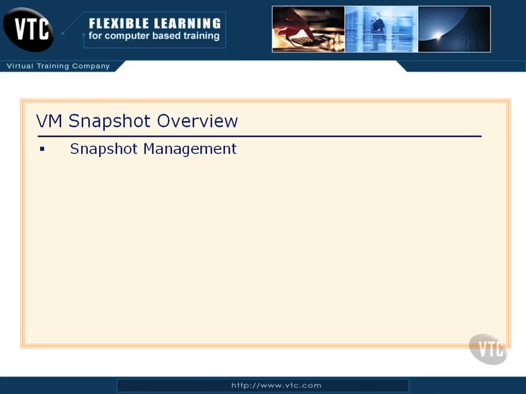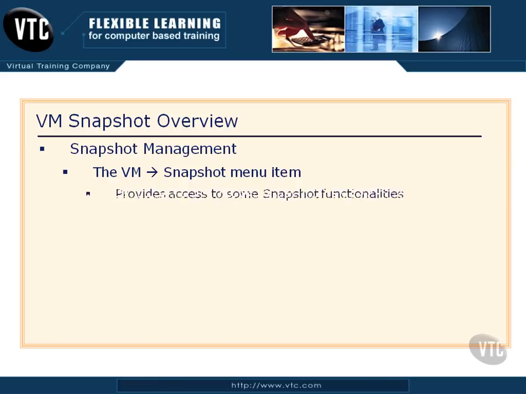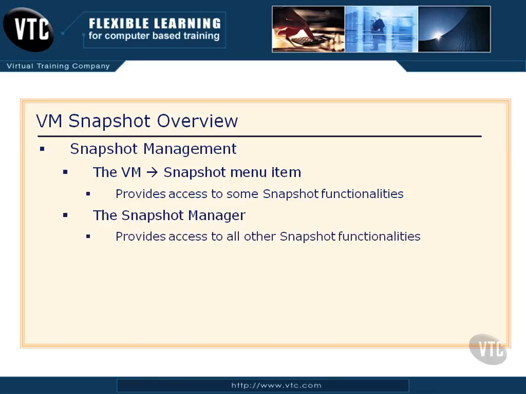So let's talk about snapshot management. The way we work with snapshots is we use the snapshot tool. This is on the VMware menu, and there's a snapshot item under the virtual machine portion of the menu, and this will show us the snapshot manager. It provides access to some of the snapshot functionality as soon as we pull it down, or we can jump out into the snapshot manager, which gives us access to all the other functionality and lets us make all kinds of magic happen.